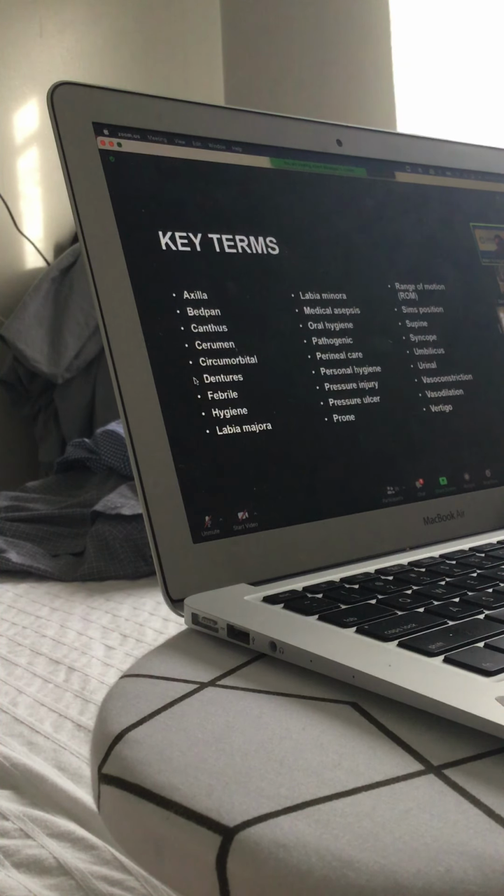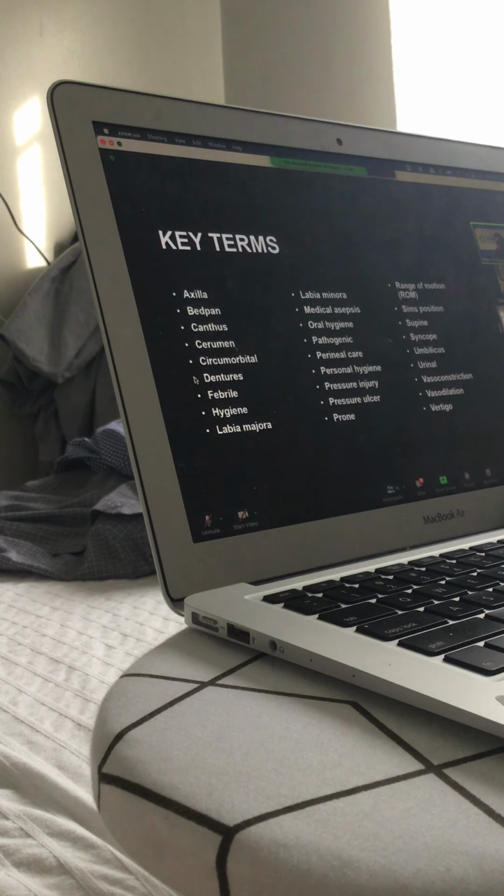So we're going to be learning about circumorbital, circumoral, dentures. Circumorbital, what is that? From the word circum, it's around the eye. Circumoral, what does it mean? That's around your lips, right? When doctors talk to you, they talk in clinical terms. When we talk to our patients, we use simple language.